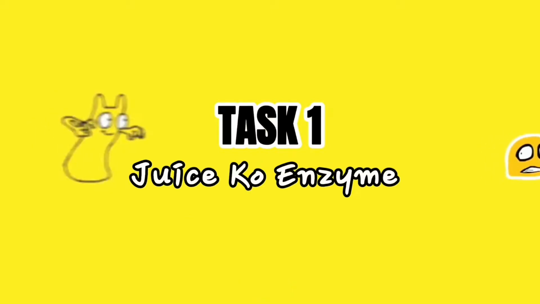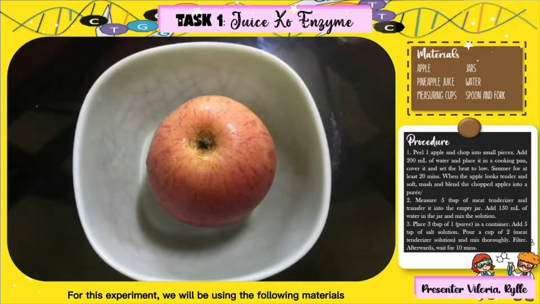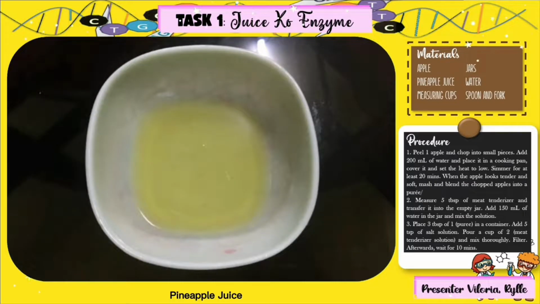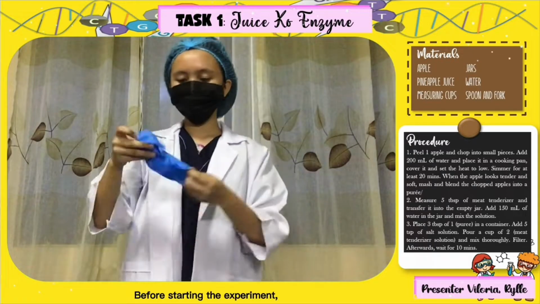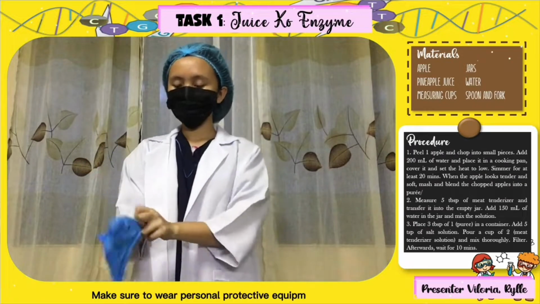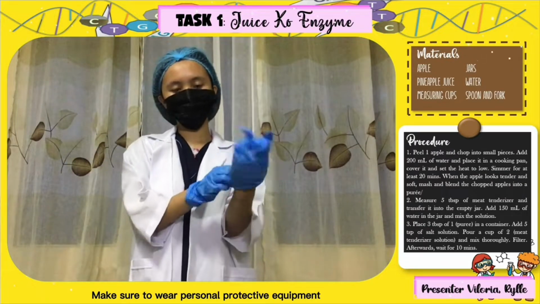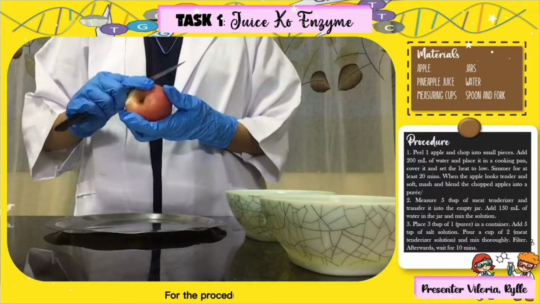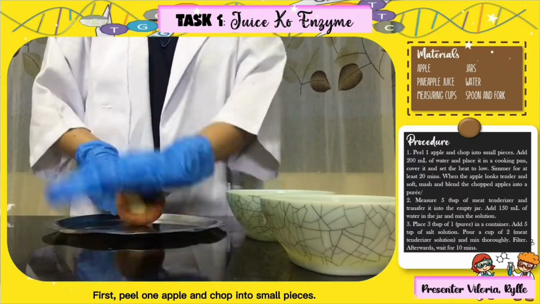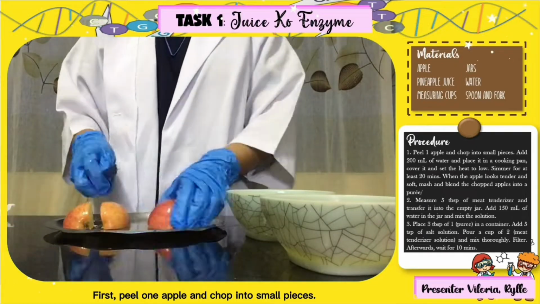Task 1. For this experiment, we will be using the following materials: apple, pineapple juice, water, measuring cups, spoon, fork, and jars. Before starting the experiment, make sure to wear personal protective equipment such as masks and gloves for safety. For the procedure, first, peel one apple and chop it into small pieces.